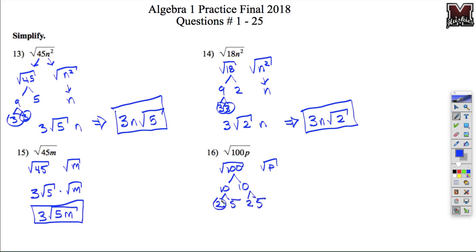And look, we have a pair of 2's, so bring out a 2. We have a pair of 5's, so bring out a 5, times 5. And nothing is left over. We have nothing inside of the radical. So bring down the square root of p, and we're left with 10 square root of p. 10 square root of p. That's our final answer. Box it.